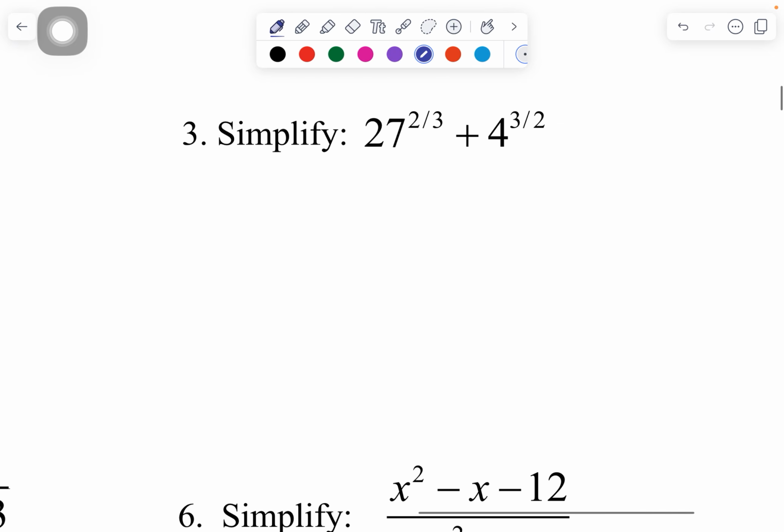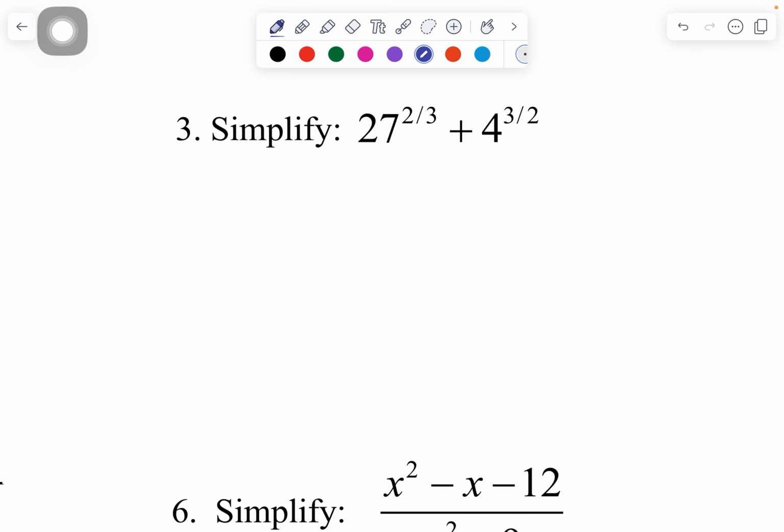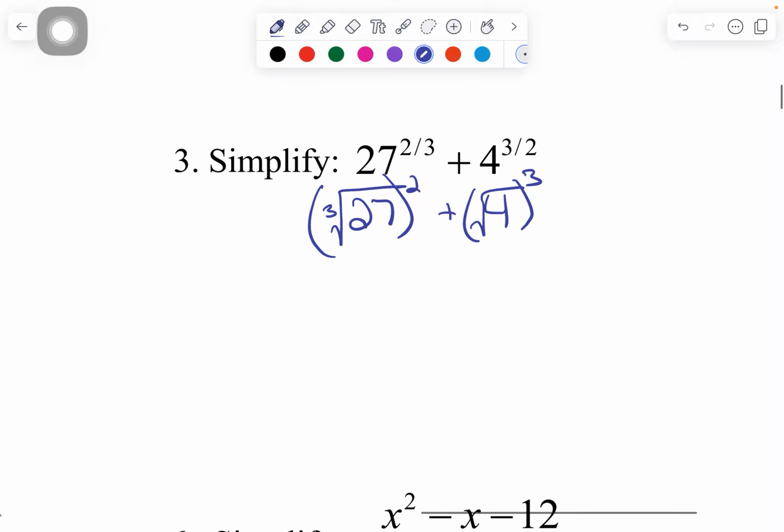Okay. Question number 3, we're dealing with some fractional exponents. So 27 to the 2/3 is the cube root of 27 squared. 4 to the 3/2, that's going to be the square root of 4 cubed. All right, so quick reminder if you need it, that top number is your power, and this bottom number is your index. And the index is what root you are dealing with.